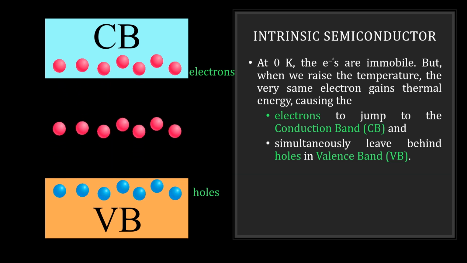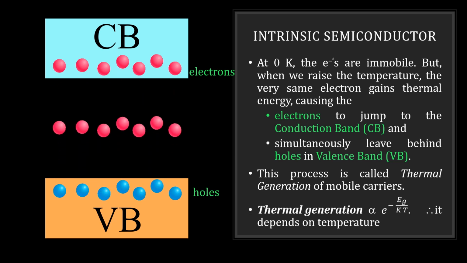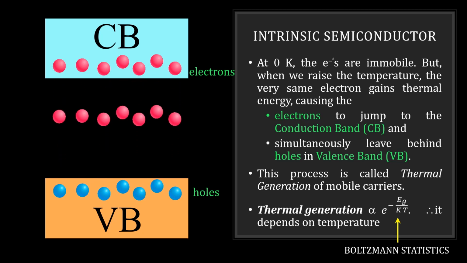Now the reason for conductivity of a semiconductor is the electrons in the conduction band and the holes in the valence band. This process is called thermal generation of mobile carriers. According to Boltzmann's statistics, this thermal generation is proportional to e to the power minus Eg by kT. This Eg is the same band gap, 1.1 electron volt for silicon. And as we raise the temperature, the thermal generation will increase according to Boltzmann's statistics.